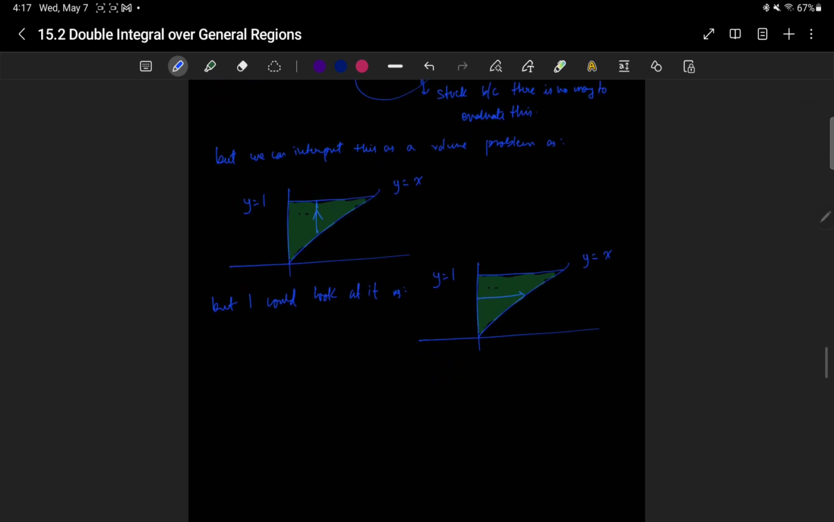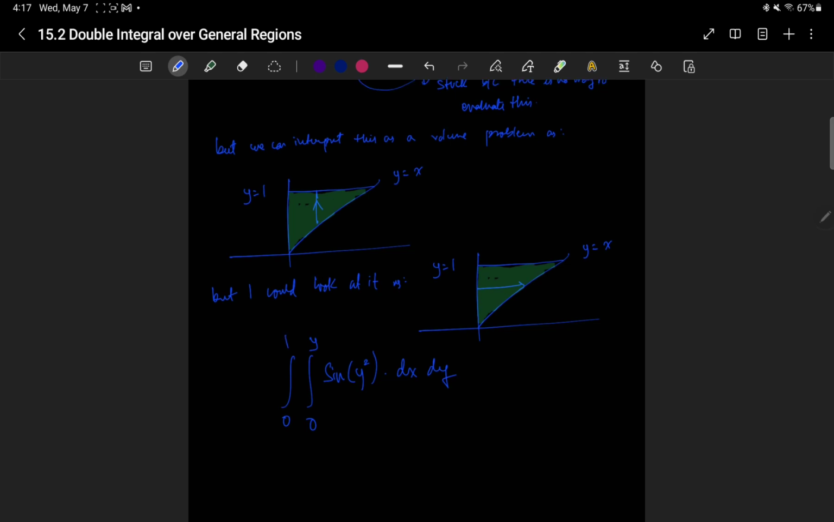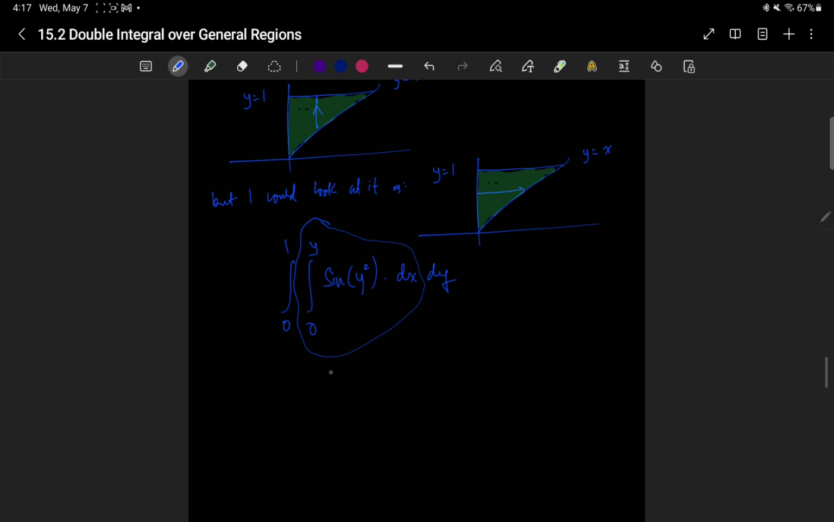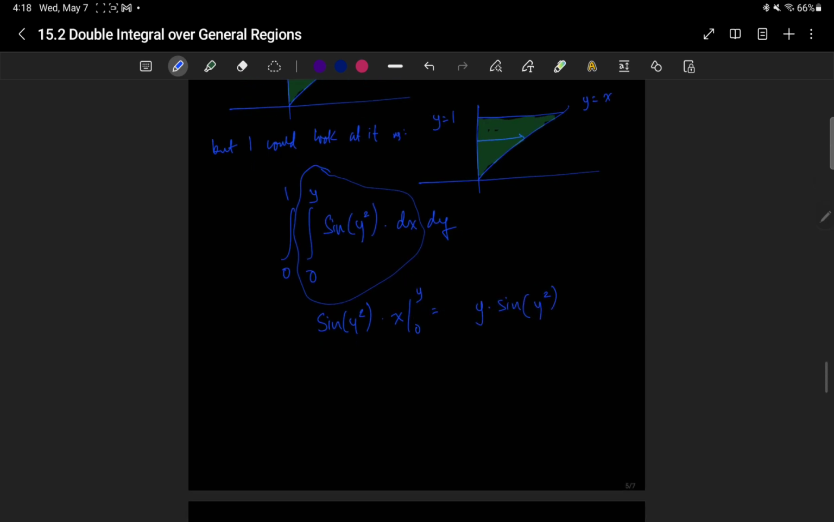That's still possible. As soon as I do that, my integral is now sine y squared dx dy. Where does x go from? It goes from 0 to this line, which can be written as x equals y. And where does y go from? 0 to 1. As soon as I do that, my first integral is now solvable because sine y squared is a constant. So I just get sine y squared x from 0 to y, which becomes y times sine y squared. So that my integral is 0 to 1 y sine y squared dy.